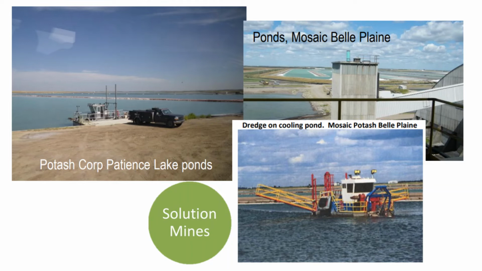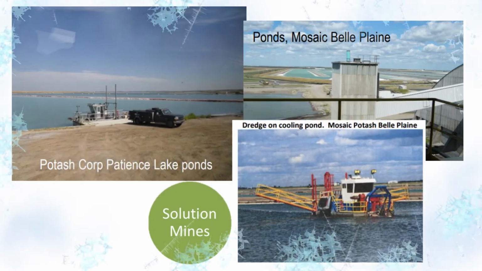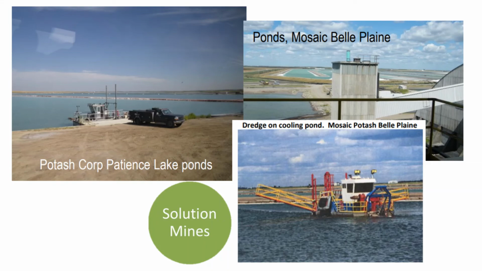An extension of the lesson could be a discussion about the solution mining process, how mining companies pump the solution to the surface and store it in large holding ponds, where the cold temperature of the air cools the warm brine and causes the sylvite, KCl, to precipitate. In the summer, the precipitation is done inside the mill. Ask learners if more potash is produced in the winter or the summer. More potash is produced in the winter because it is colder.